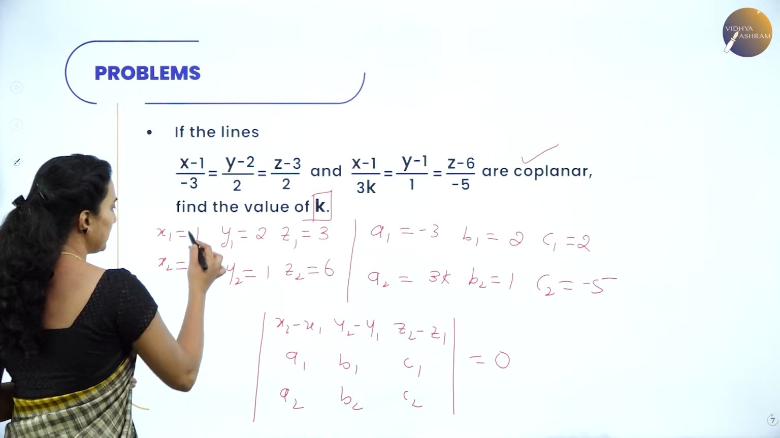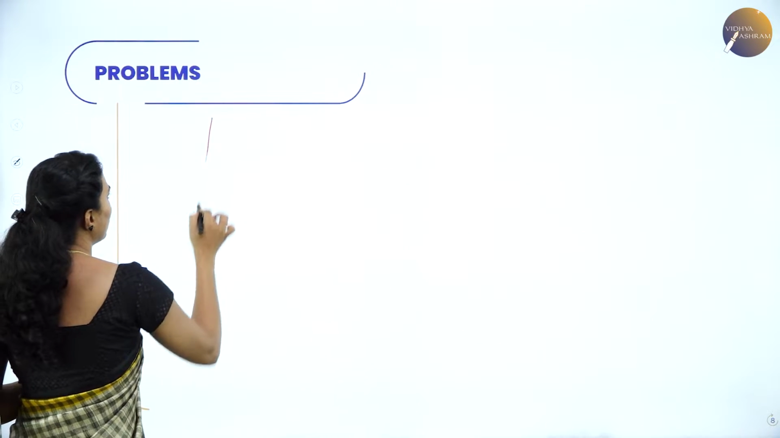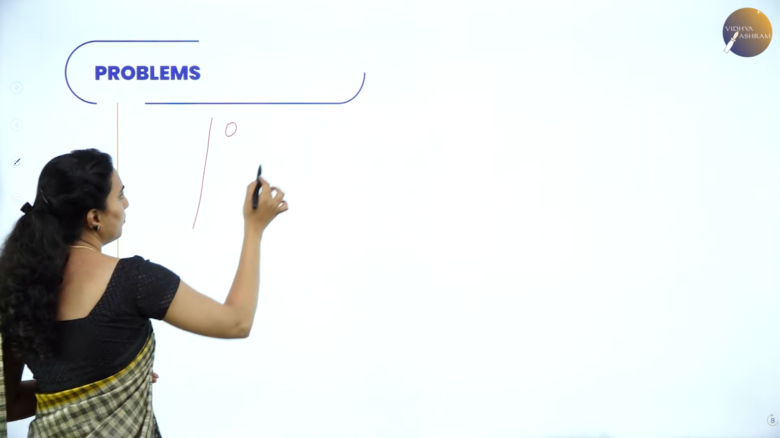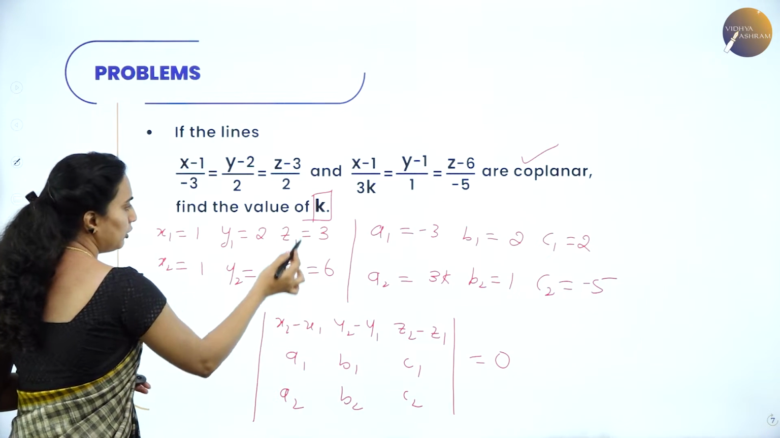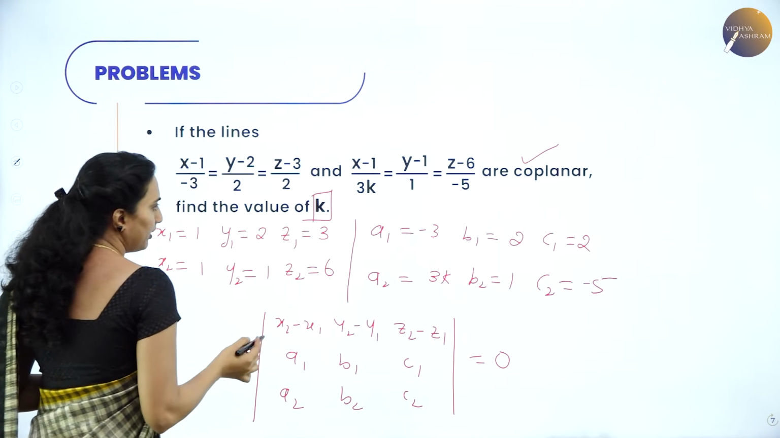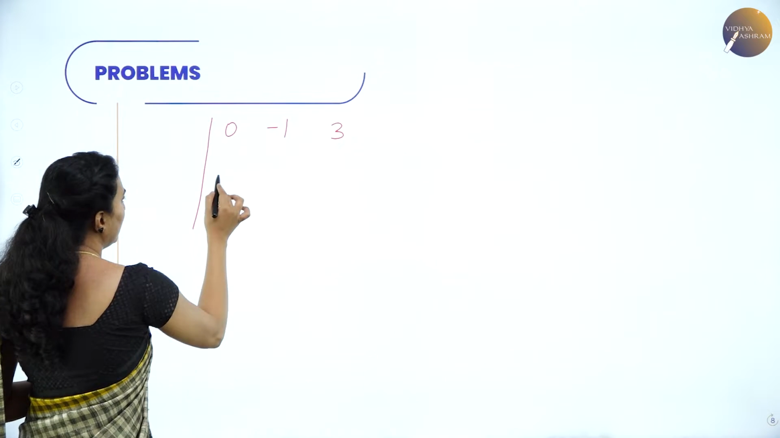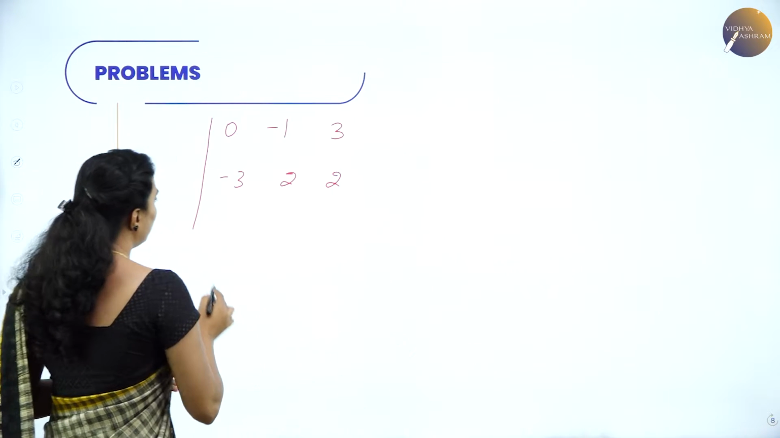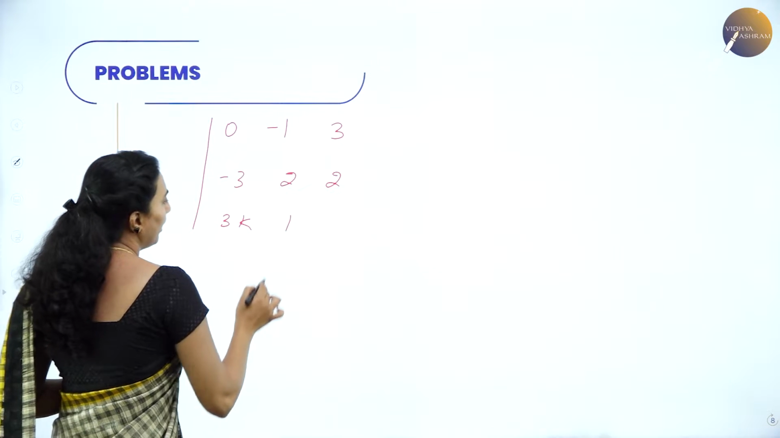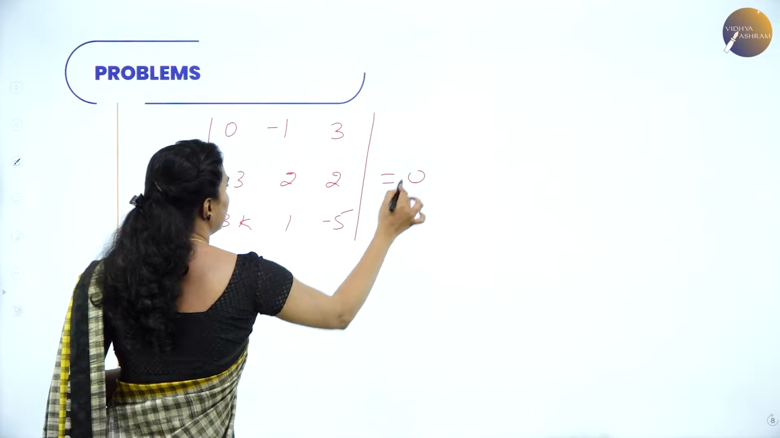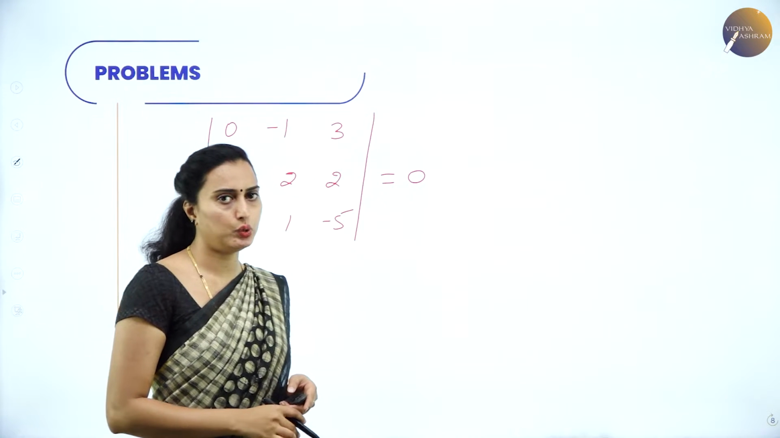What is x2 minus x1? 1 minus 1 equals 0. And then y2 minus y1, 1 minus 2 equals minus 1. z2 minus z1, 6 minus 3 equals 3. Then a1, b1, c1 are minus 3, 2, 2 and a2, b2, c2 are 3k, 1 and minus 5. So that determinant, let me expand and equate it to 0.